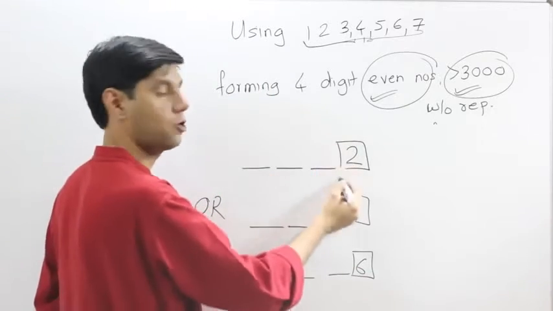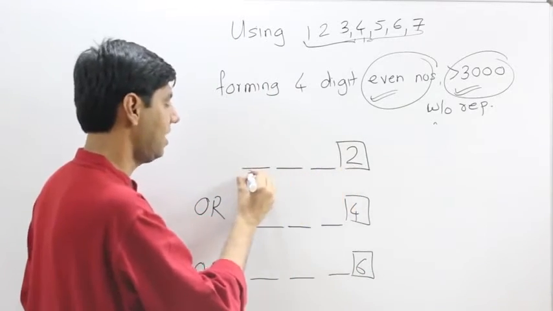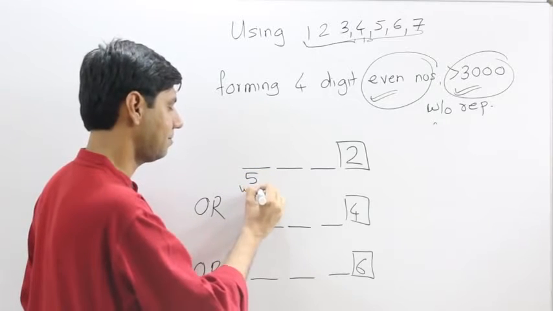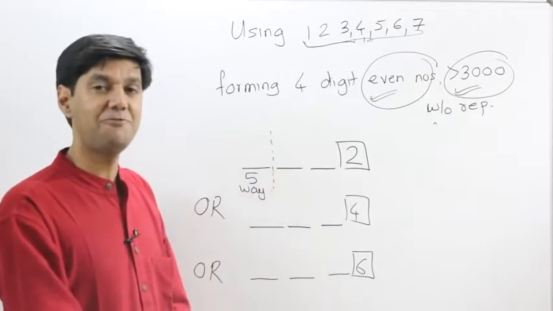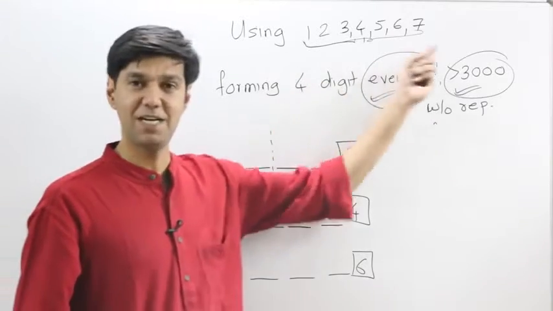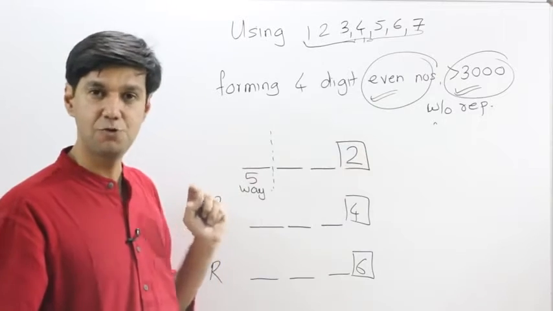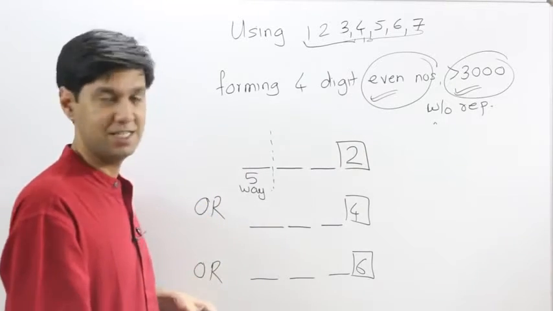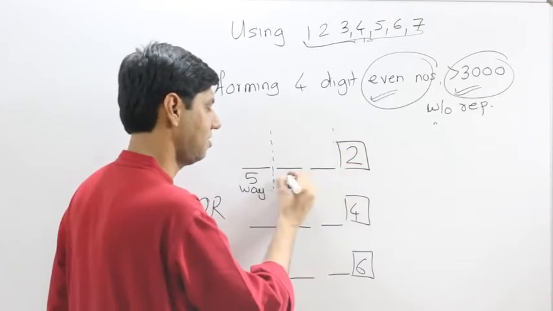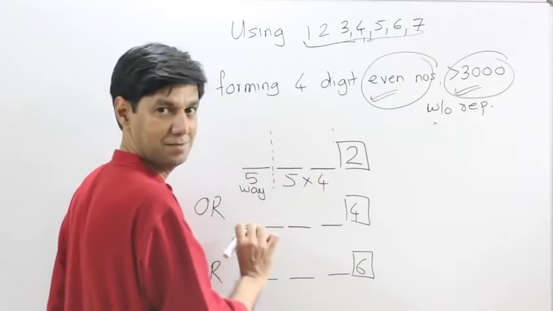So having filled a 2, I do not have a 2. The leading place could be filled in 5 ways. Having filled this in, I'm left with how many? Let's see. Originally I had 7 digits. One is used up in the units place, one is used up in the thousands place. So I have 5 digits left and I have 2 positions left. So this could be 5 into 4 ways, right?